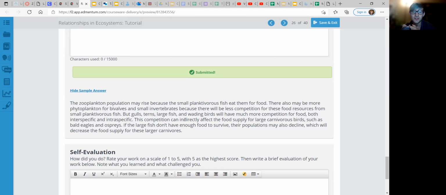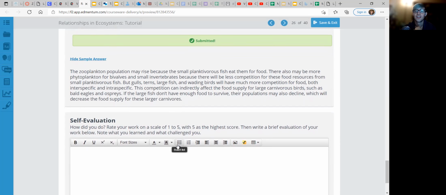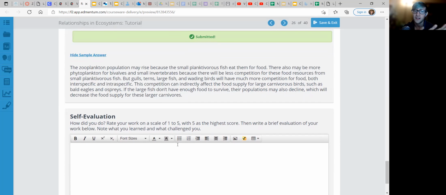The competition between the gulls, terns, large fish can indirectly affect the food supply for those large carnivorous birds, like we said, such as the eagle and the osprey. If the large fish don't have enough food to survive, their populations may also decline, which will decrease the food supply for these larger carnivores.